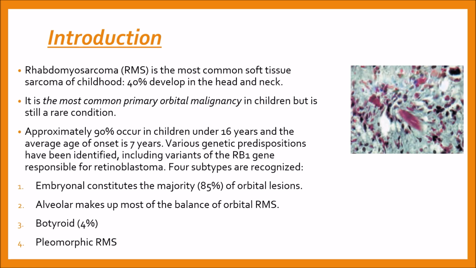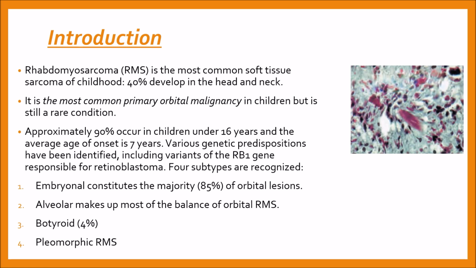The first one is embryonal, which constitutes the majority, about 85% of orbital lesions. Cell may show light microscopic features of striated muscle differentiation. Embryonal usually carries a good prognosis.